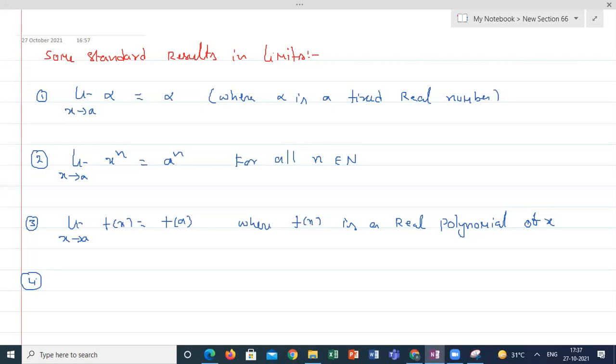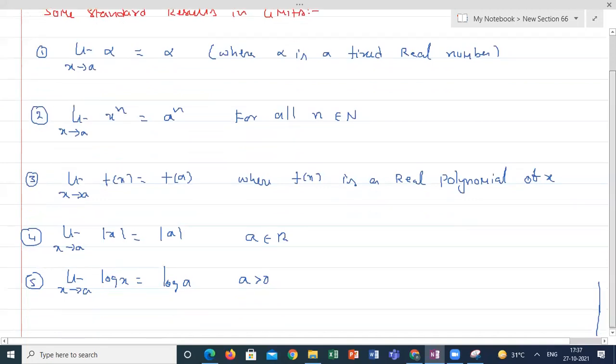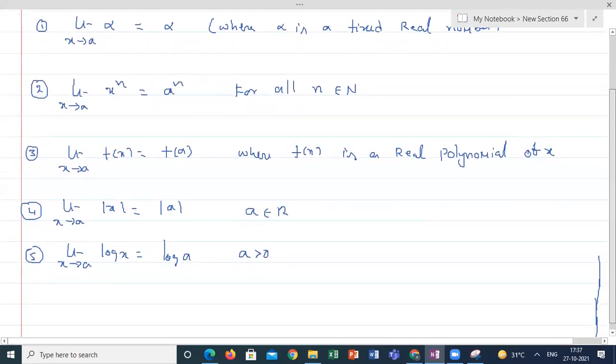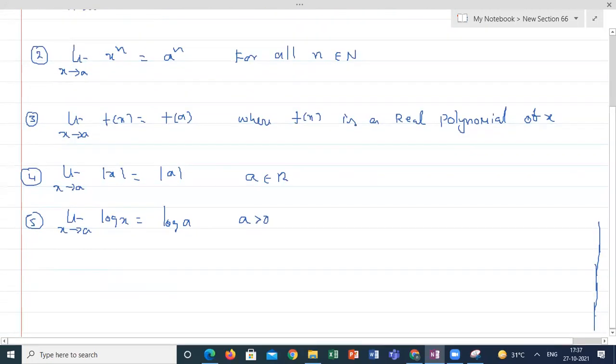The fourth one, limit x tends to a, modulus of x is modulus of a for all real numbers. And the fifth one, limit x tends to a, log x will be equal to log a for a greater than 0. Logarithms do not exist for negative values.